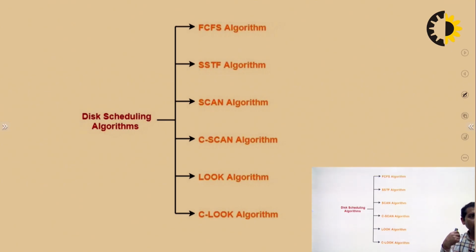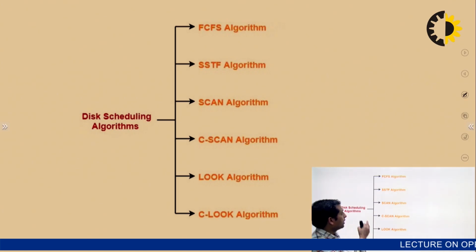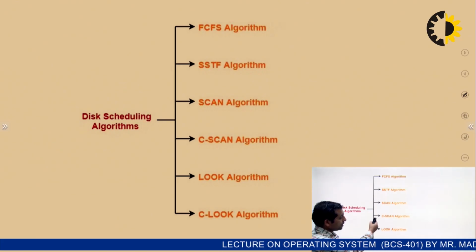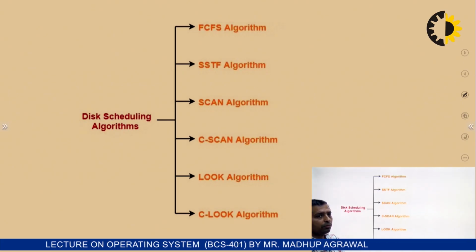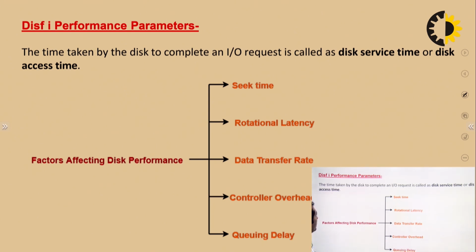Now, there are different disk scheduling algorithms. First is the FCFS algorithm, another is SSTF, shortest seek time first, then the SCAN algorithm, C-SCAN, circular scan algorithm, LOOK algorithm and circular LOOK algorithm. Different algorithms are there. And there are many disk performance parameters. The time taken by the disk to complete an input output request is called disk service time or disk access time. There are many factors: seek time, rotational latency, data transfer rate, controller overhead and queuing delay.